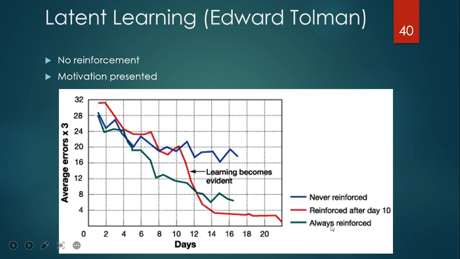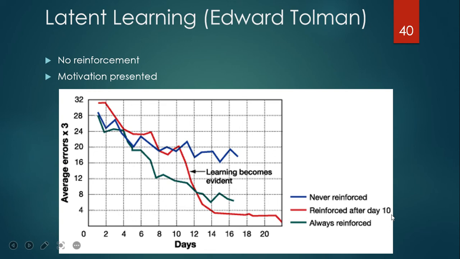And then let's jump to the green line. The green line represents the group that was always reinforced. So this group constantly had motivation present to complete the maze. There was always that chunk of cheese at the end of the maze. And you can see the green line actually decreases in errors fairly steadily. It's constantly going downward. The rats are making less and less errors every day to get to that brick of cheese.